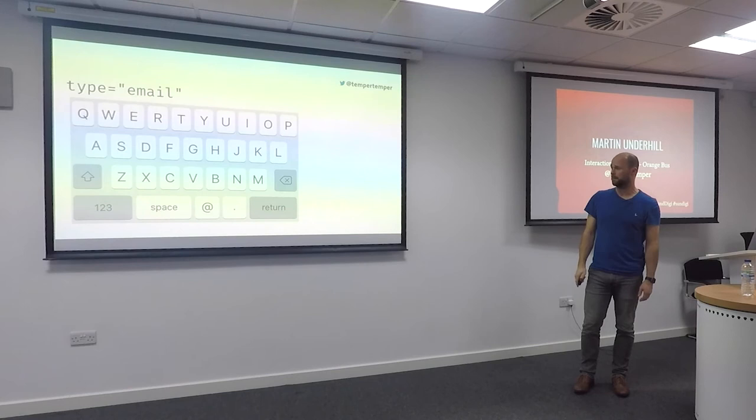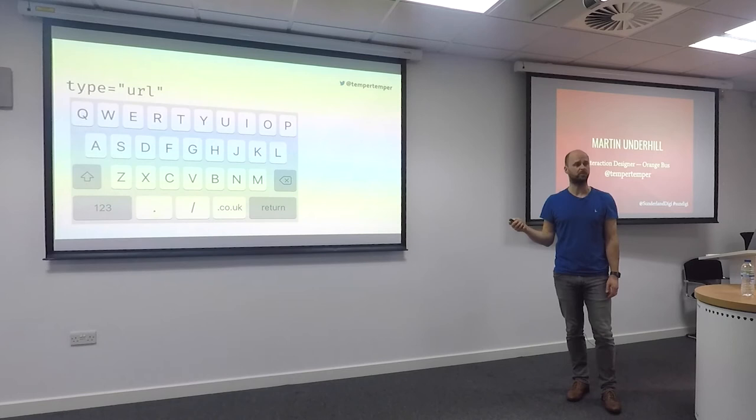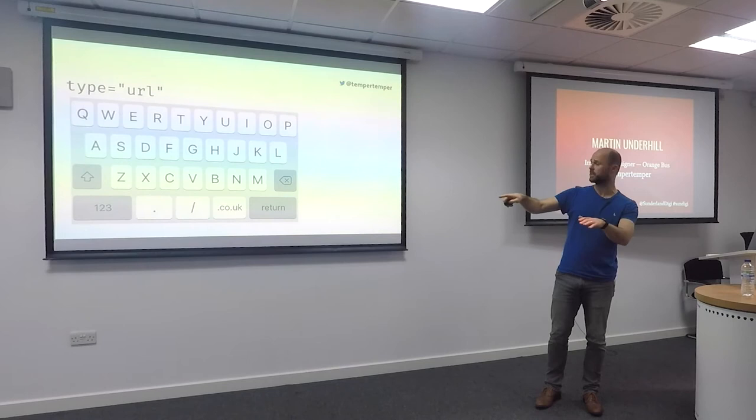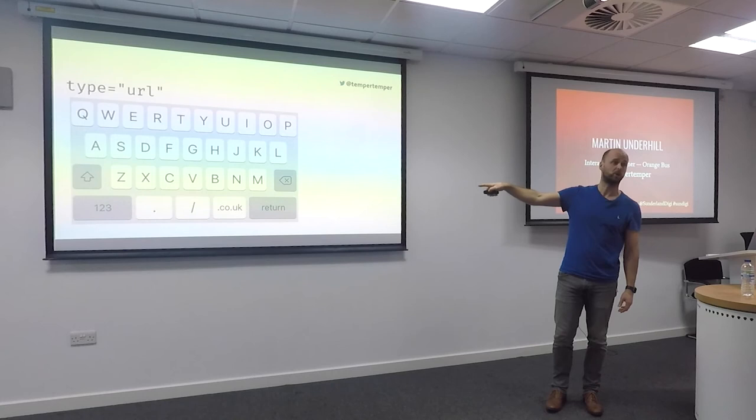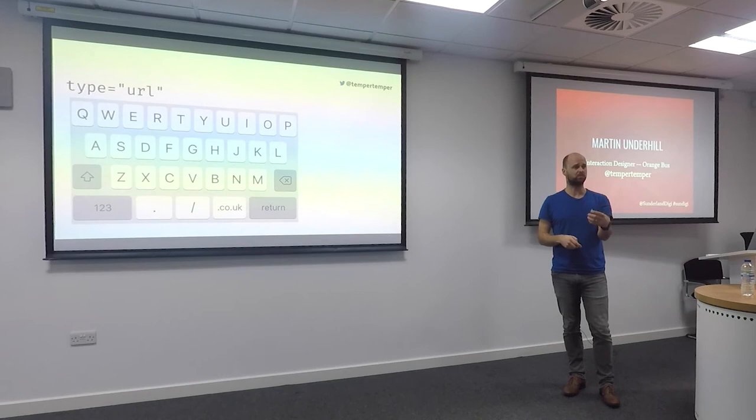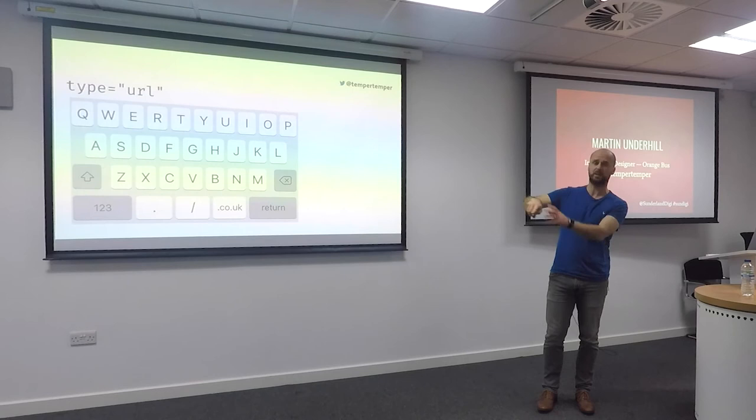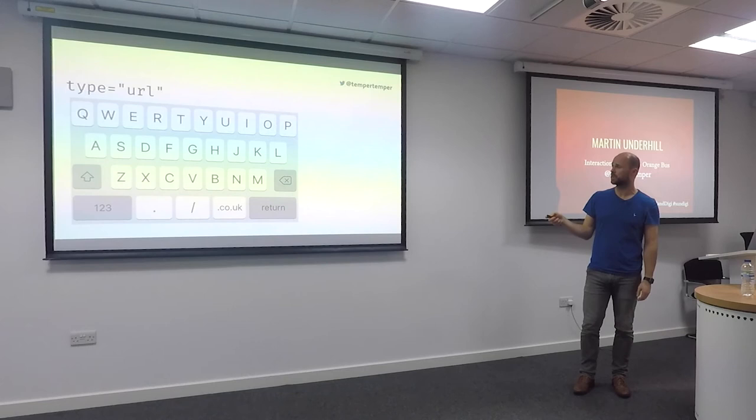Similar thing with type equals URL. This is more for URLs, web page addresses. You've got rid of the space bar altogether here. You've got full stop, you've got a forward slash, and then you've got a .co.uk thing there. I guess that must be tied to your operating system's regional locality. So I guess in America that would be .com. You can hold that down and it'll give you an option of .net, .com, whatever. Other common ones might be used.